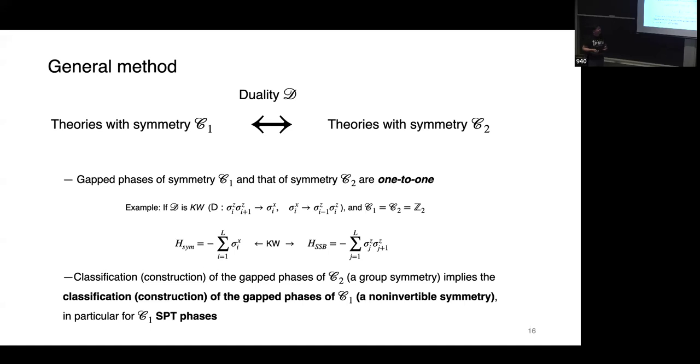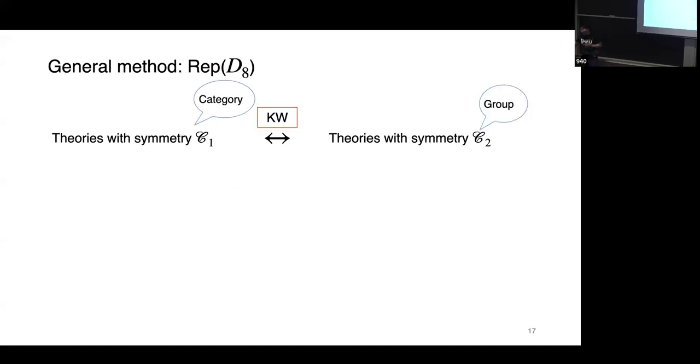So therefore, the classifications and constructions of the gapped phases with C2 symmetry, which is usually a group symmetry, implies the classifications and constructions of the gapped phases with C1 symmetry, which is probably a non-invertible symmetry, and in particular the C1 SPT phases. Here I will use the Rep(D8) models to illustrate the general method.